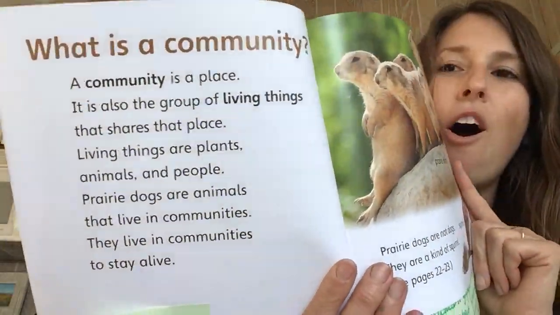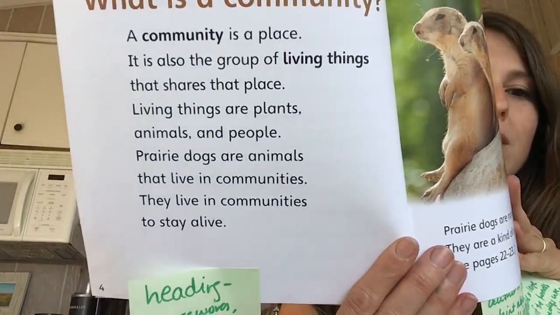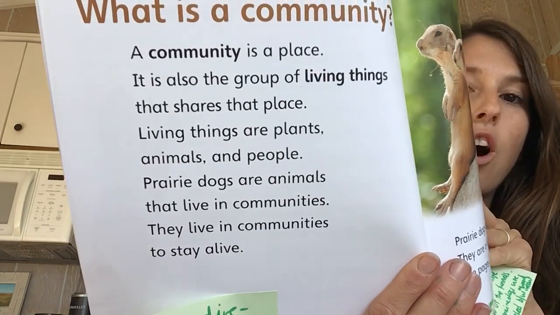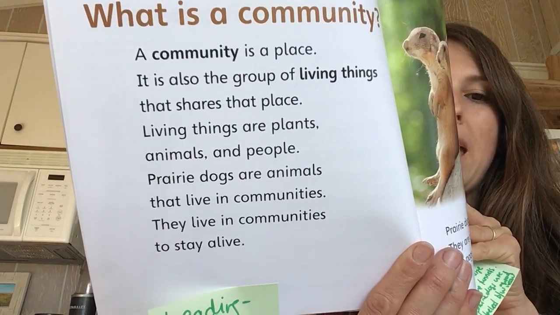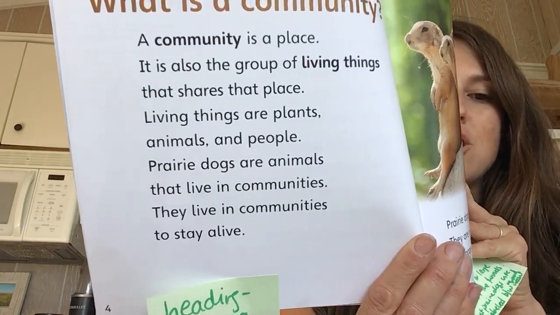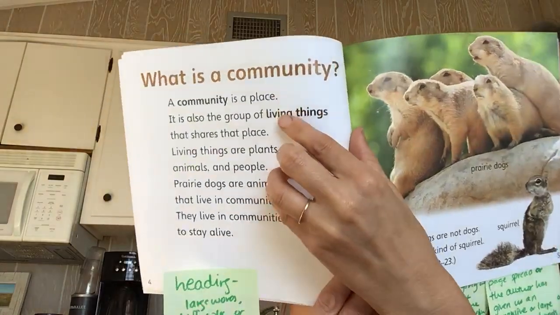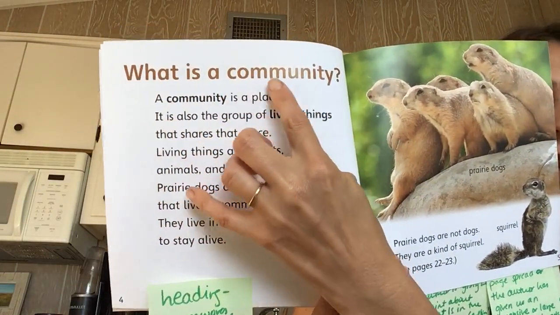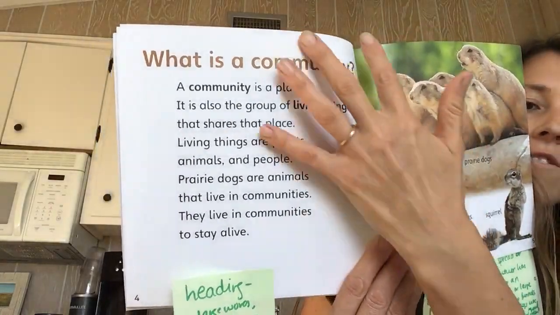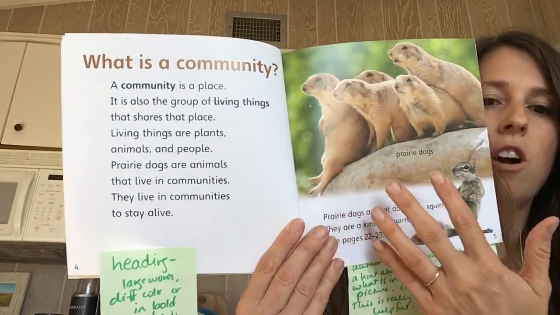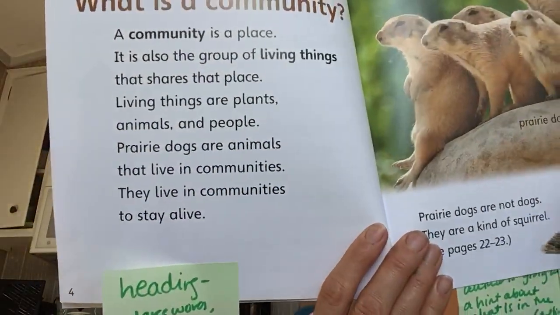Oh my goodness, I already see another text feature. When writers make words large or in a different color or bold print at the top of the page, it's called a heading. Do you see the heading? It's right here at the very top. What is a community? That's the heading. It will tell us how all of the information on this page or the following pages fit together.